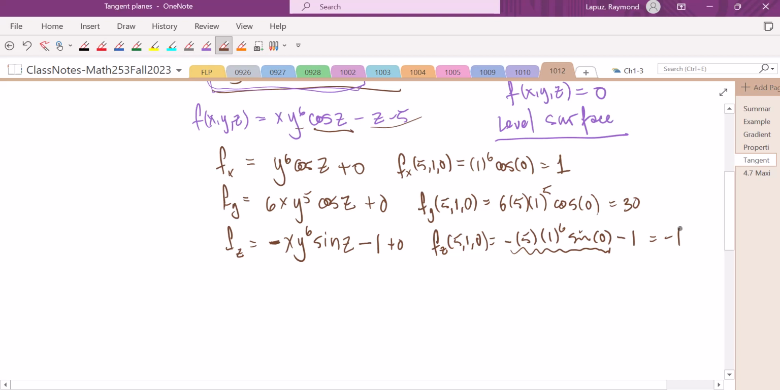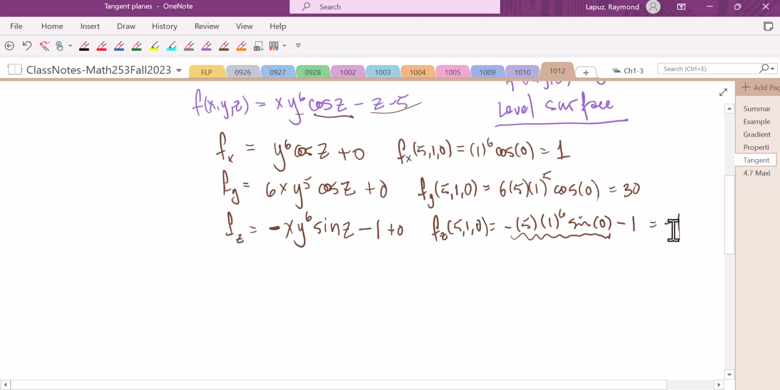All right, so our gradient vector, let's evaluate it already at (5, 1, 0), is going to be equal to positive 1 for the first slot, 30 for the second slot, and negative 1 for the last slot. So that will end up being our normal vector.